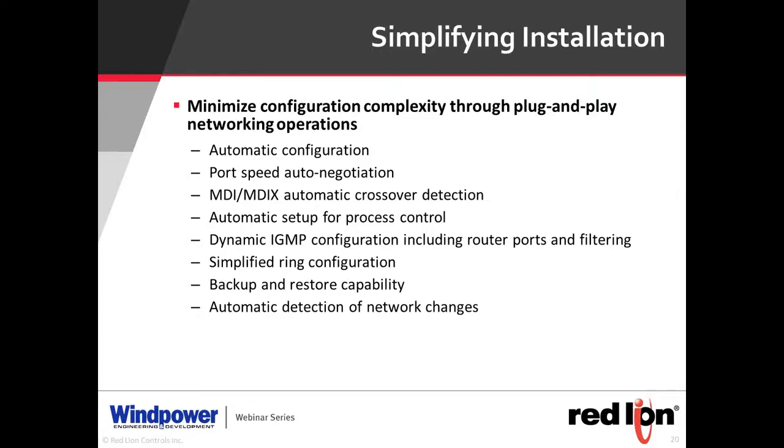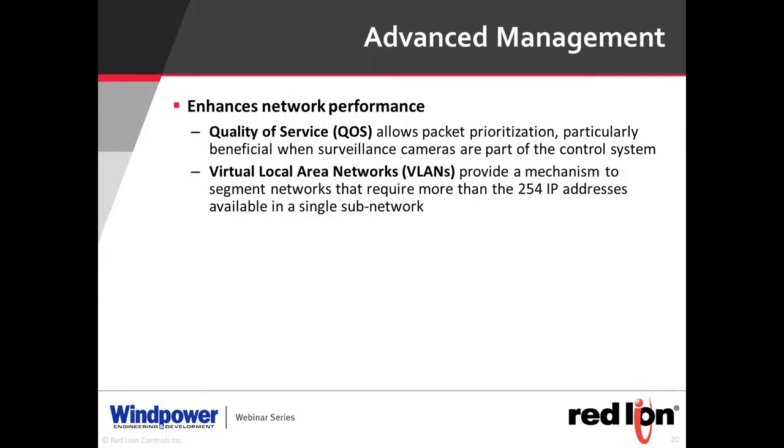Simplified ring configuration. An example is with the Intron products in an N-ring configuration, all that has to be done is the manager is set up and it automatically configures the rest of the ring devices. Does your switch have backup and restore capability? And in the case that there is any kind of failure, can you automatically pull the configuration off of the existing switch and replace a new one with ease? All of these things help simplify maintenance of the network and keeping everything up and running. Can the network automatically detect change? If a new PLC is put in and the port speed changes, will it automatically detect that?